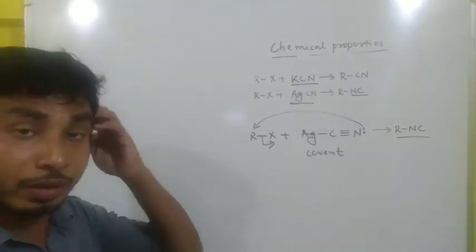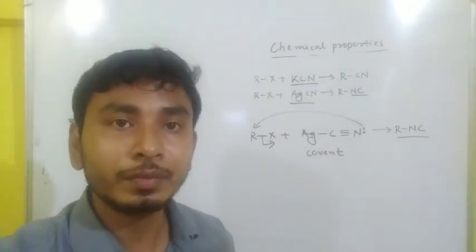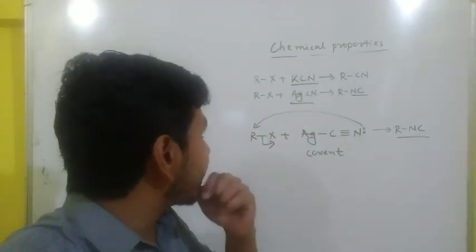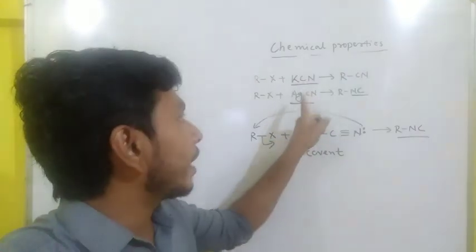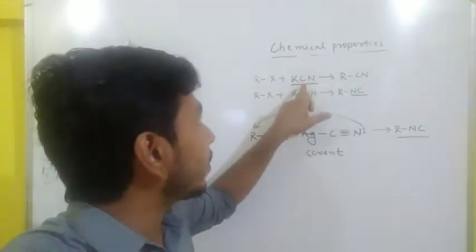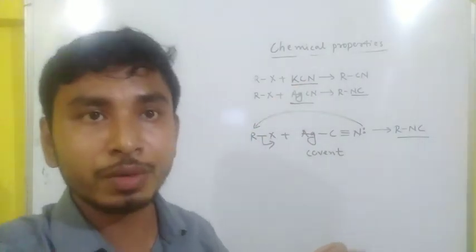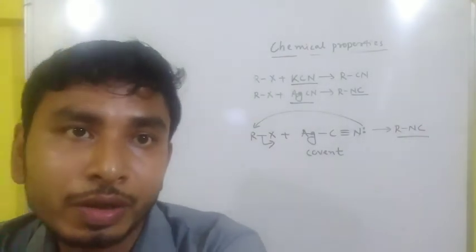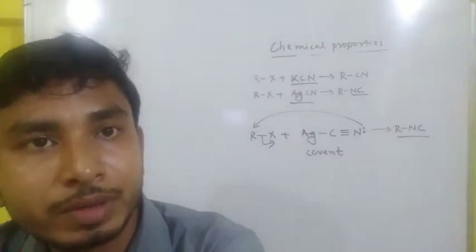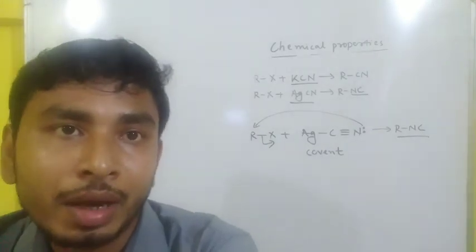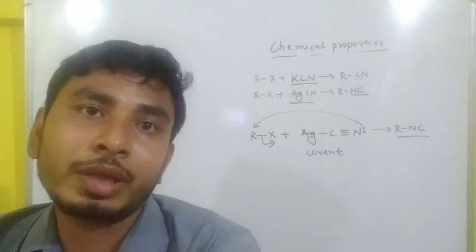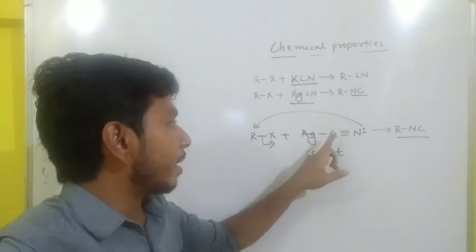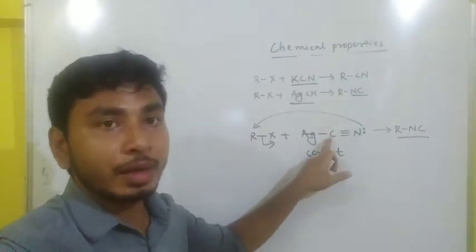So this is the question. This is the explanation. That is, with KCN it gives the cyanide, with AgCN it gives the isocyanide. This is because KCN is an ionic compound. Both the carbon as well as the nitrogen are electron rich. So carbon can attack as well as nitrogen can attack, but the attack actually takes place with the carbon atom, because the carbon-carbon bond is stronger. But in AgCN, this carbon does not have any electron pair.